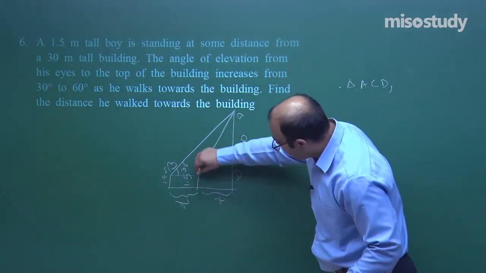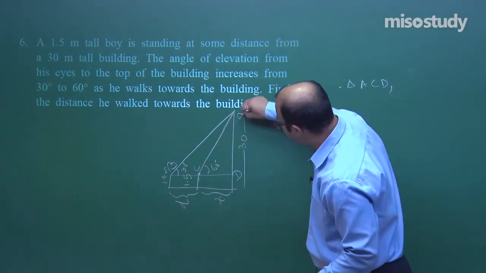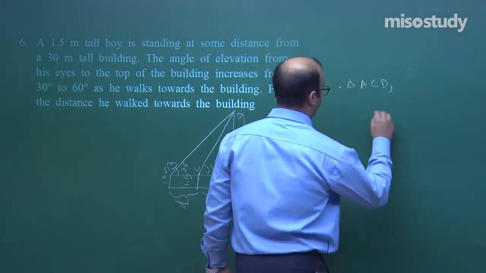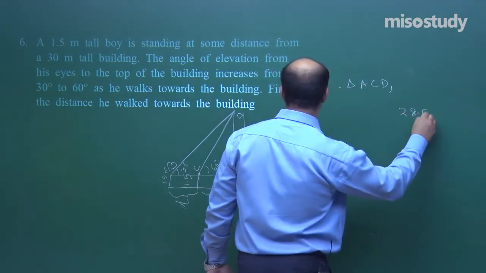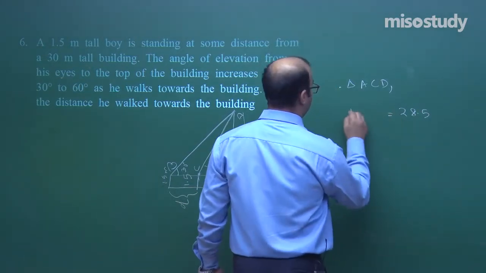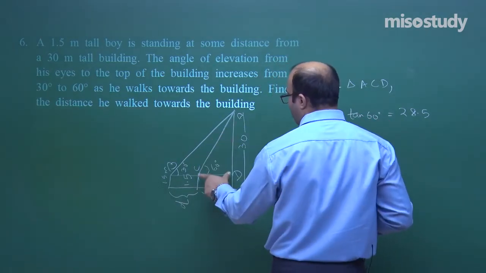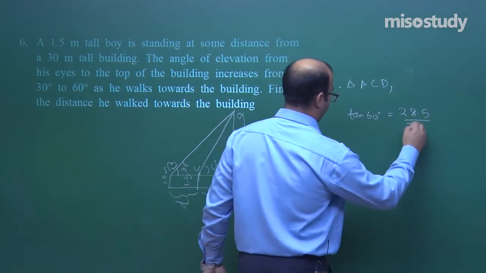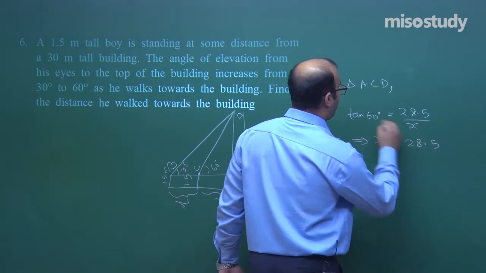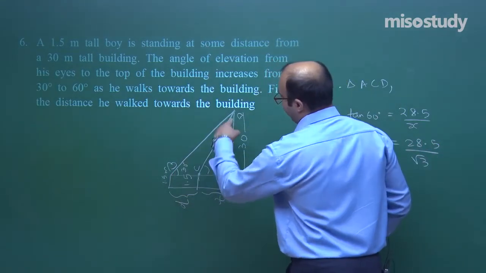not 30, because 1.5 meter is the height of the boy and 30 meter is the height of the building. So, this whole is 30. If we take AD, that is 30 minus 1.5, that is 28.5. So, we take height as 28.5 of the building from the eye of the person, and angle is 60 degree. So, we say that tan 60 degree is this height AD upon this base CD, which is equal to x. So, we come out with the result that x is equal to 28.5 upon tan 60, which is root 3.